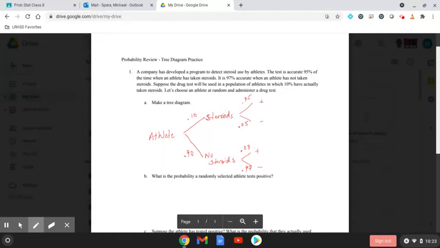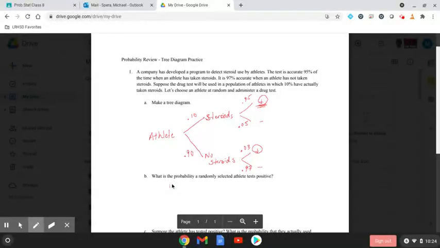B is, what is the probability that this athlete tests positive? Well, there's two ways to test positive, right? There's two sets of branches in which that positive result could happen. You can't just add up those numbers. You have to get to that positive, right? We have to get to this branch, get all the way out here. And to do that, we'd have to multiply.